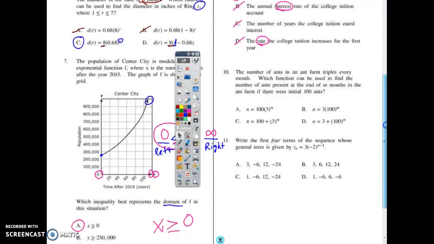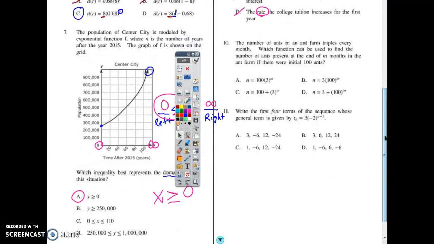Problem number 10. It says the number of ants in an ant farm triples. That means it's times 3 every month. Which function can be used to find the number of ants present at the end of m months in the ant farm if there were initially 100 ants? So we started with 100, right? So that's correct. That could be correct except it has a plus. That's not right. This one started with 3, and again, this is not a plus, right? So the answer is A.